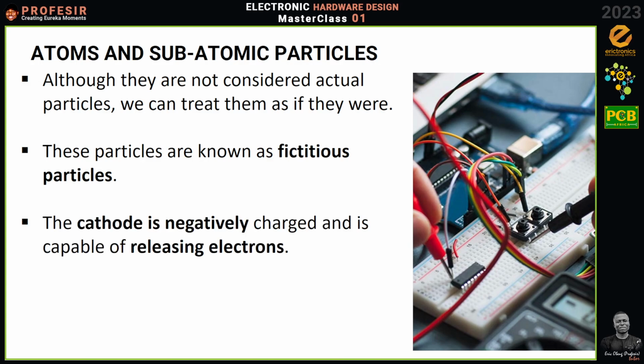Now, the negative terminal we call the cathode, and if the positive terminal is capable of pulling or attracting electrons, then what do you think the negative will be doing? Of course, it will be releasing electrons. So the electrons are released from the negative and go to the positive. Now, take note of this.